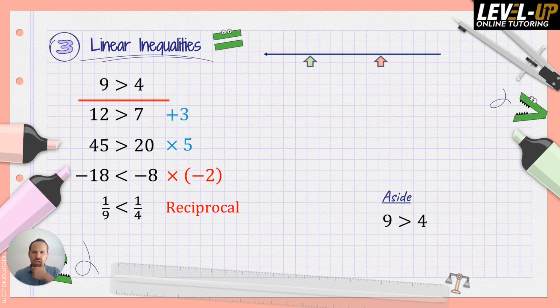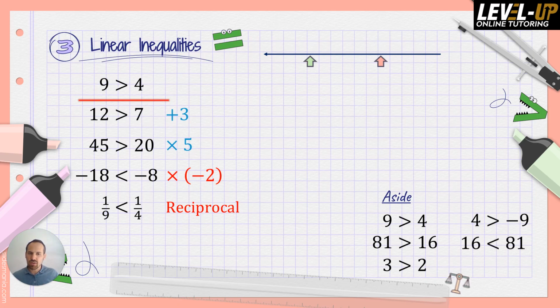And as a little aside, quickly, because you won't really come across this much, is what happens when you square both sides? Like with the 9 and the 4, you see it's fine. If we square both sides, if we square root both sides, the sign stays the same. But that's not always the case. It depends on the numbers. So say if we have something like this, if we square both sides, that minus 9 becomes positive 81, which is bigger than 16. And so you see the sign does flip there.